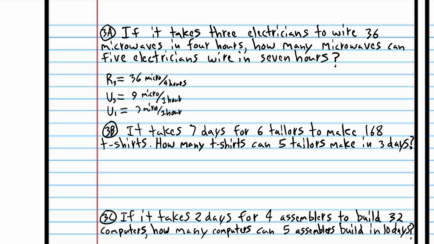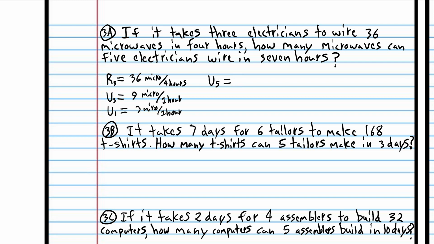So if we know that one electrician can wire 3 microwaves in 1 hour, how many microwaves can 5 electricians wire in 7 hours? Well, now we're going to do the unit rate for 5 electricians. If each electrician wires 3 microwaves per hour, then 5 electricians obviously are going to do 15.